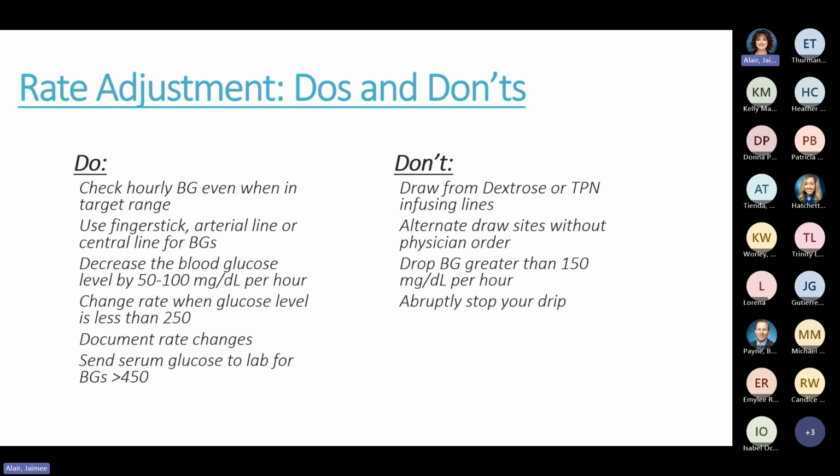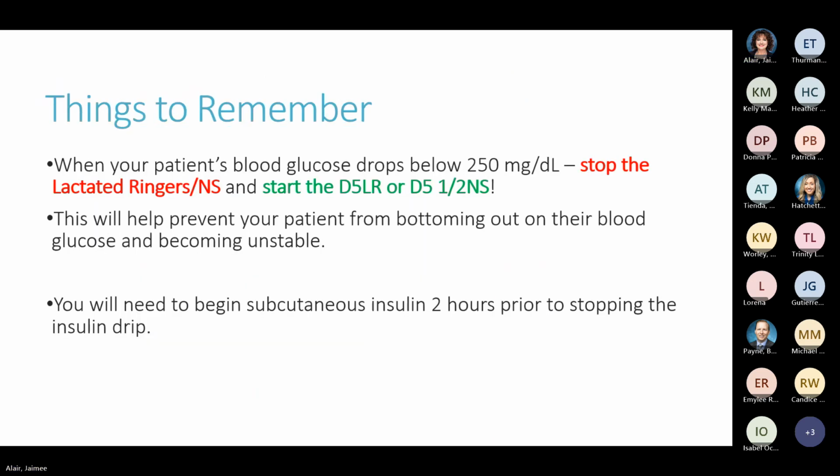We don't want to drop the sugar greater than 150, and we don't want to abruptly stop the drip. When the patient's blood sugar drops below 250, that's when we stop our fluid 1 or our lactated Ringer's NS, and we start the D5 LR. That way we are supporting that sugar and keeping it from dropping too quickly.